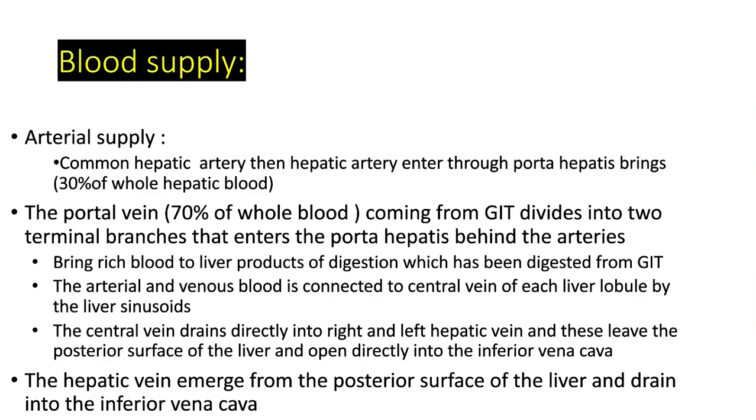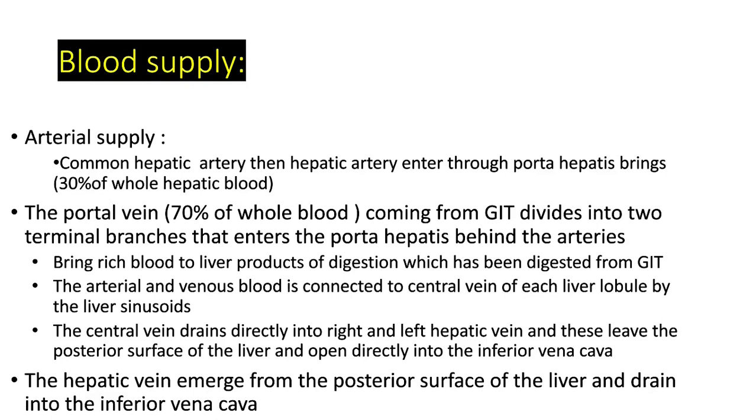So the blood supply of the liver. Now we will discuss the blood supply of the liver. Arterial supply of the liver is from the common hepatic artery. Then the hepatic artery enters through the porta hepatis and brings 30% of the whole hepatic blood circulation. The liver also has venous supply, because due to portal circulation, 70% of the blood flow into the liver is venous.